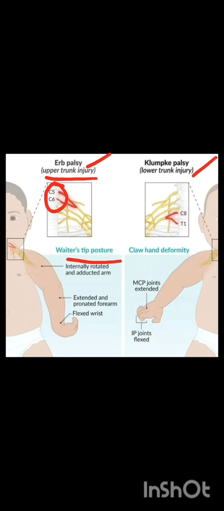Coming to Klumpke's palsy, it is the lower trunk injury, where C8 and T1 get damaged, and a claw hand will be seen. In the claw hand, the metacarpophalangeal joints will be extended, whereas the interphalangeal joints will be flexed, which is referred to as claw hand. All the intrinsic muscles of the hand get affected. These are the clinical significances of the brachial plexus.